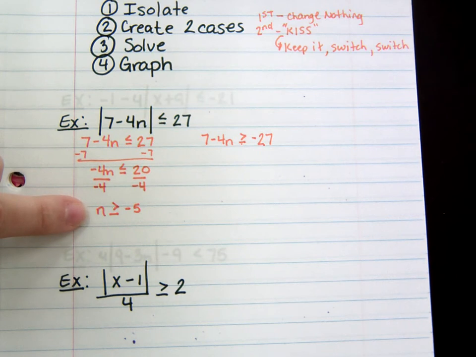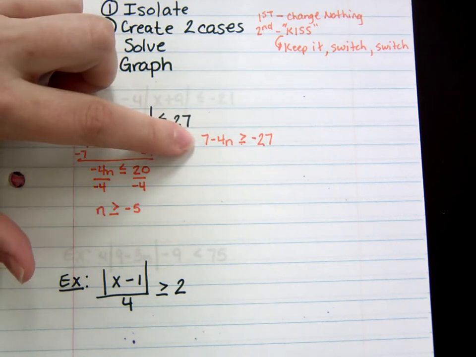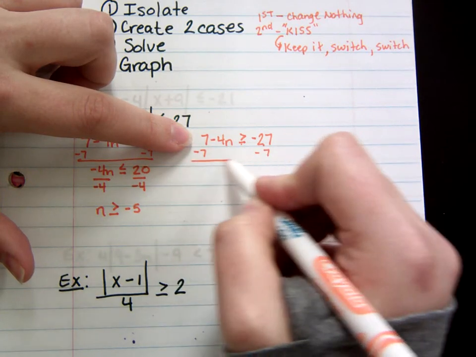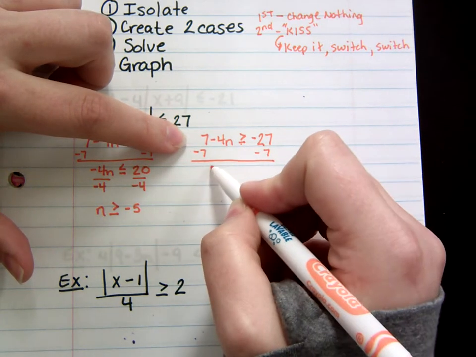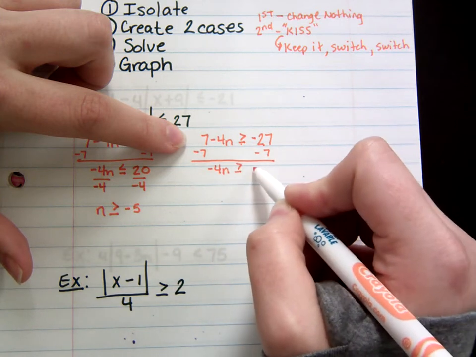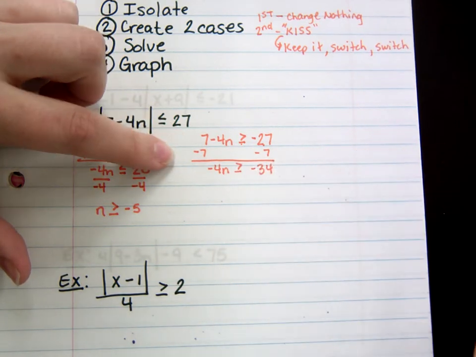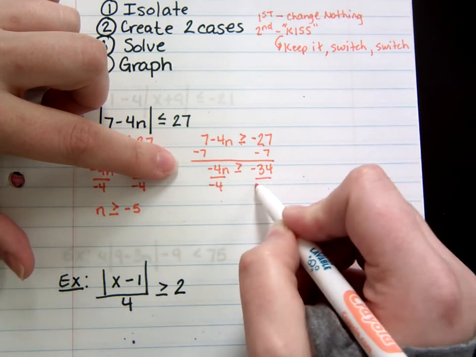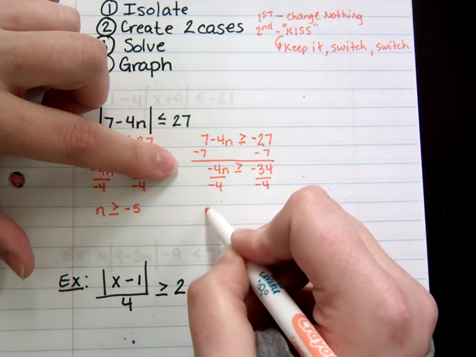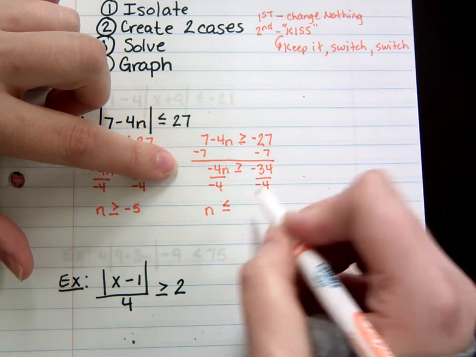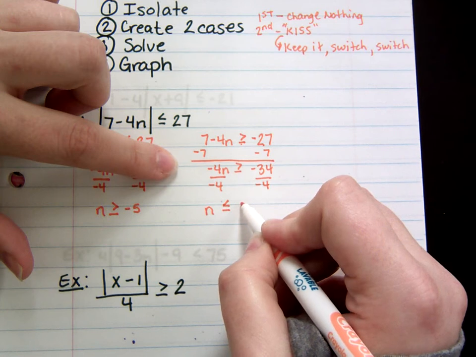Once you have your first case solved, you go over to the next case and solve it pretty much the same way. You just end up with different numbers. Subtract 7, which gives me negative 4n greater than or equal to negative 34. Then you divide both sides by negative 4. And remember that you flip the inequality because you divided by a negative. So this is now less than or equal to, let's see, that is 8.5.